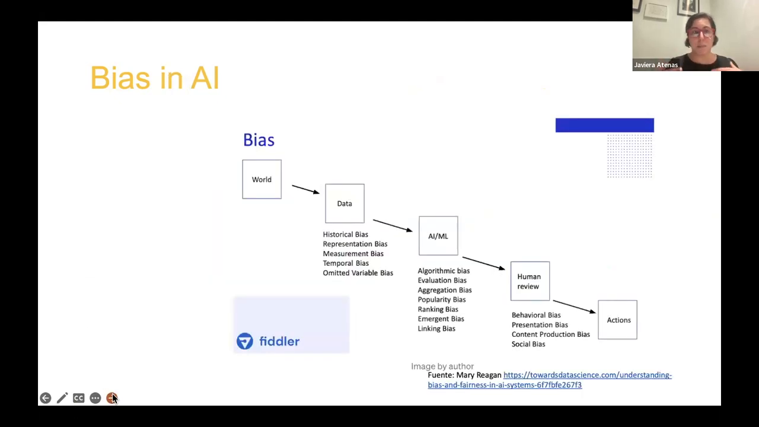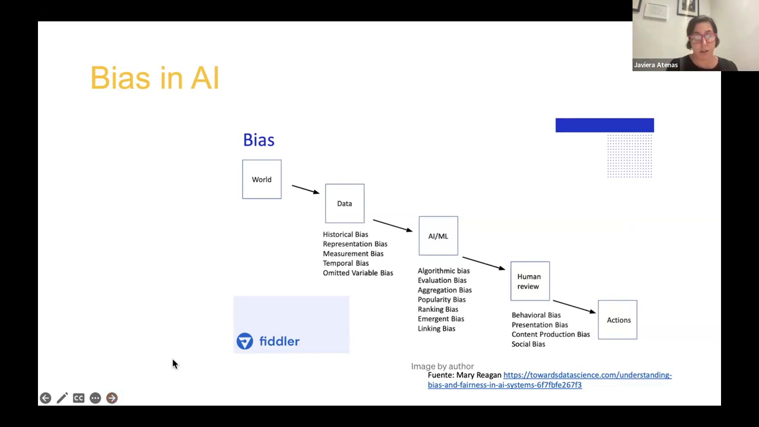Again, if we look at biases in AI, it is the world where we live, which we know is currently quite tragic. There are historical biases, representation biases, measurement biases, temporal biases, and omitted variable biases. We look at algorithmic evaluation and aggregation, popularity, and emerging biases and links. And of course, there should be an angle of human review on how we can mitigate those biases, to take action on how we're going to mitigate all the baggage that we are carrying with us and bringing to the machine.